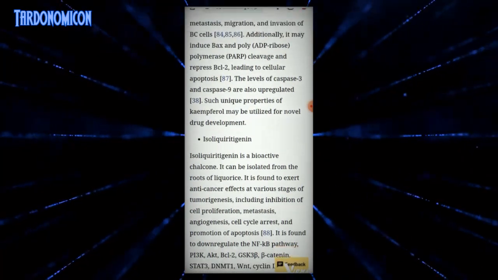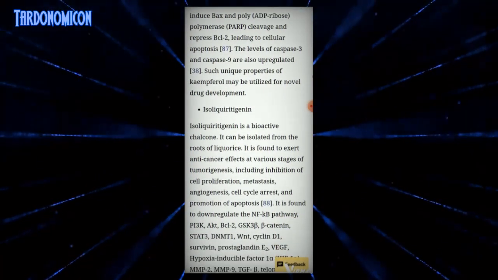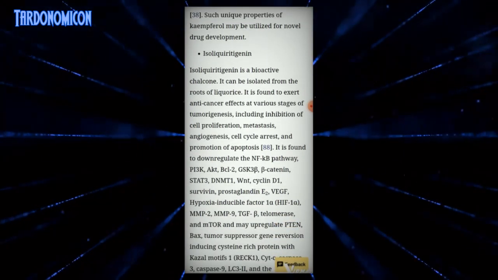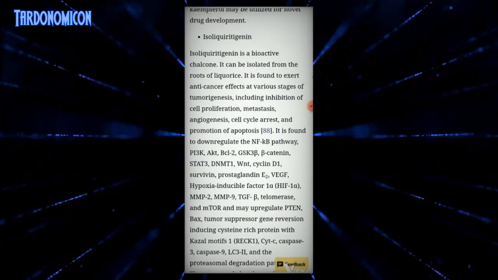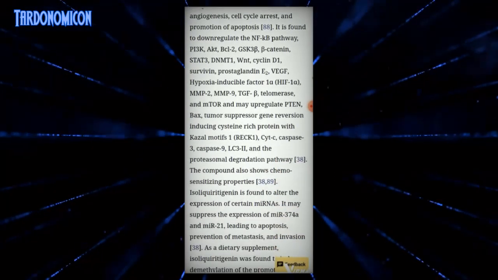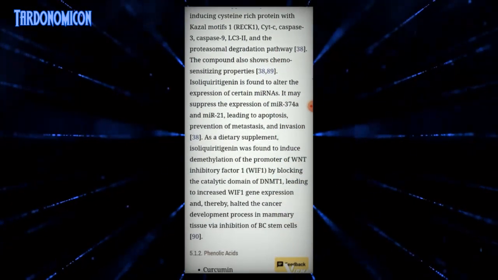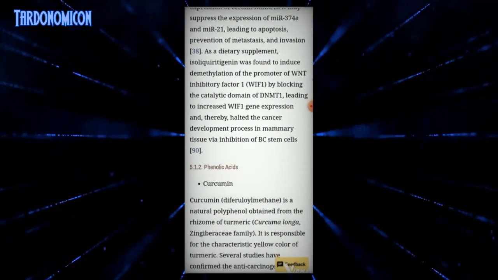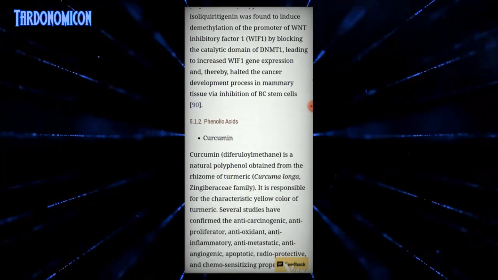Such unique properties of camphorol may be utilized for novel drug development. Iso-whatever is an active compound. Let's see what this does here. Suppressor including, leading to increased, thereby halting cancerous development.